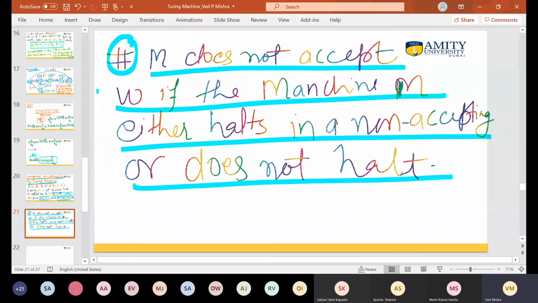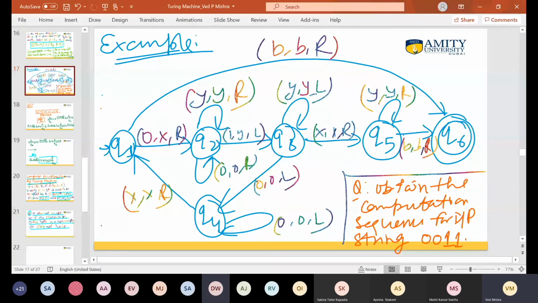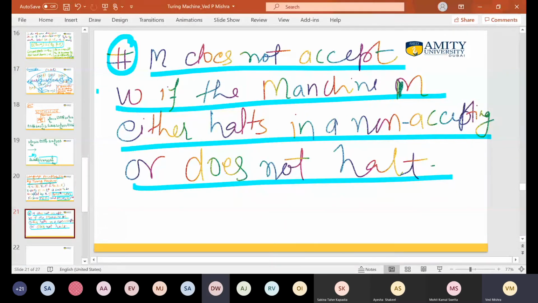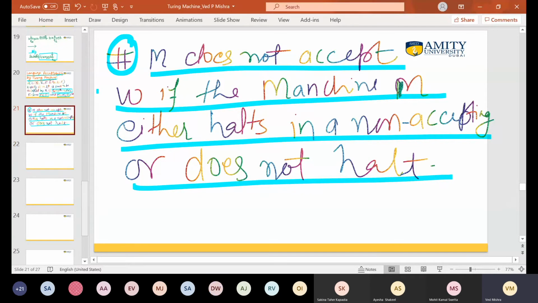Any confusion in this? I think I took an example with this and explained, so you should not be confused. But still, if you are confused about when you will say it is not accepted, do let me know. Okay, so there is no confusion.